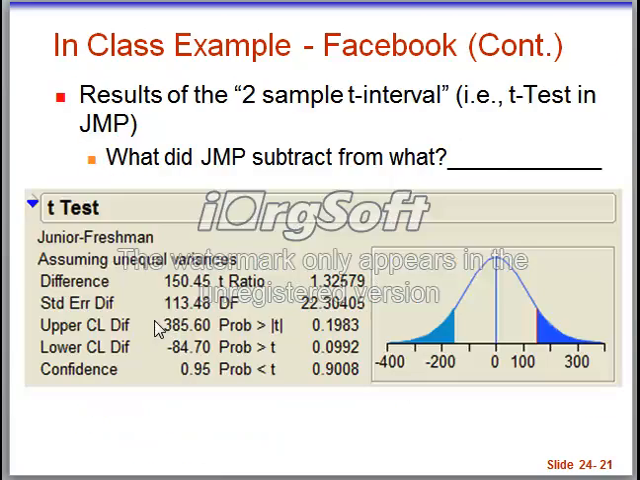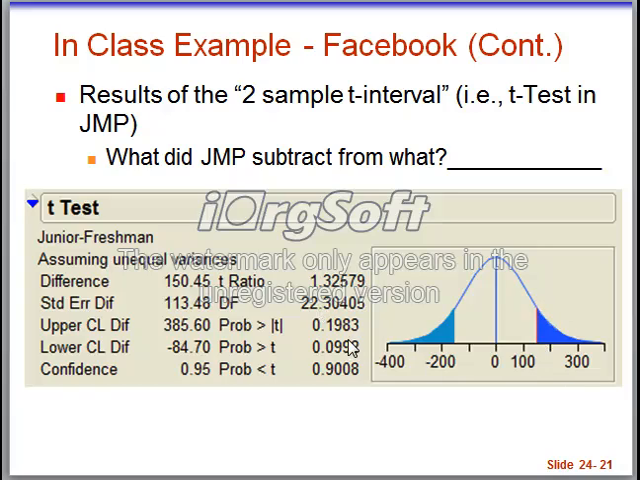Going to right here, we have the same thing. The difference is 150.45. The standard error of the differences is 113.48. When we divide 150.45 by 113, we get a number a little larger than 1. And you can kind of see that right here with these two numbers. And then this red line on the JMP output is the test statistic.